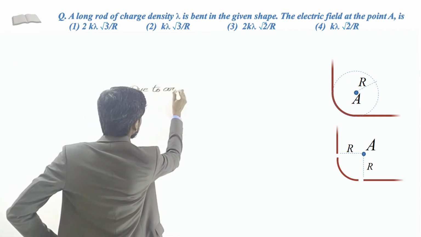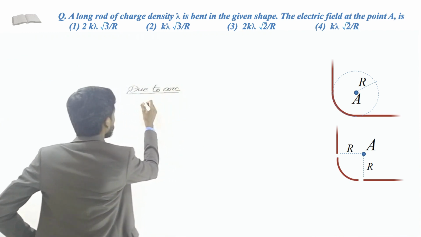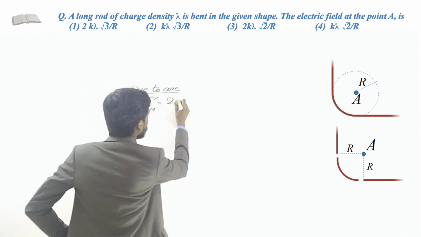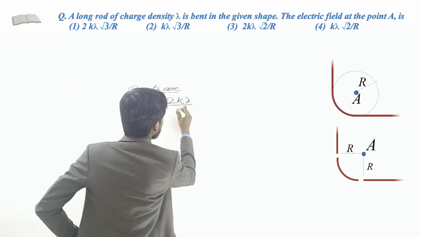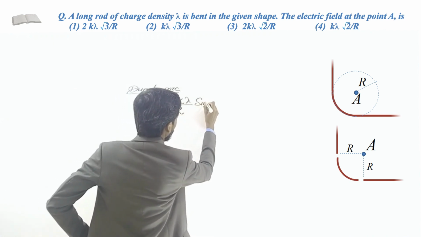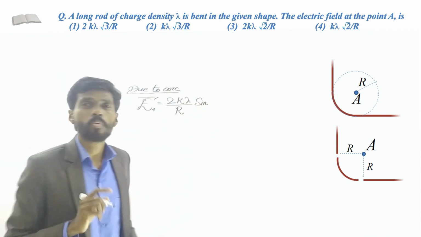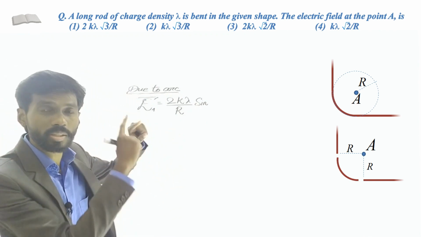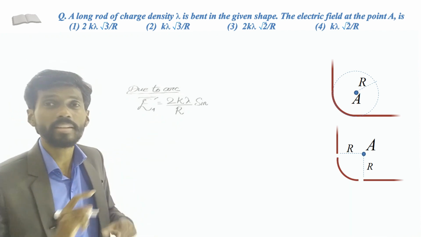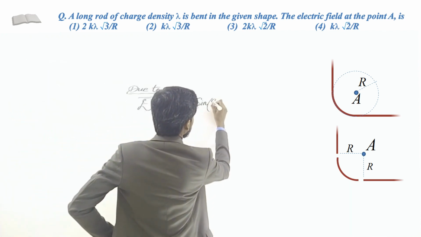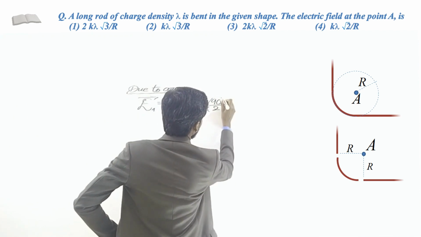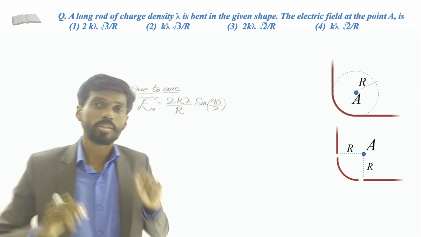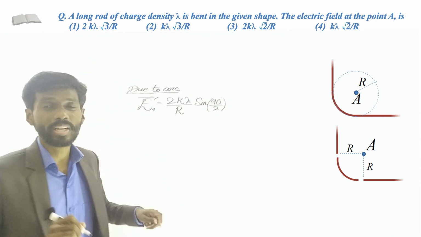Due to the arc, the electric field has the formula. Let's say E1 vector equals 2K lambda divided by the radius R, sine of theta by 2. What is theta here? This arc subtends an angle of 90 degrees at the center, because this is 1/4 of the circle. So that means this is 90 degrees divided by 2. So 2K lambda by R multiplied by sine theta by 2, where theta is 90 degrees. This is only the magnitude.